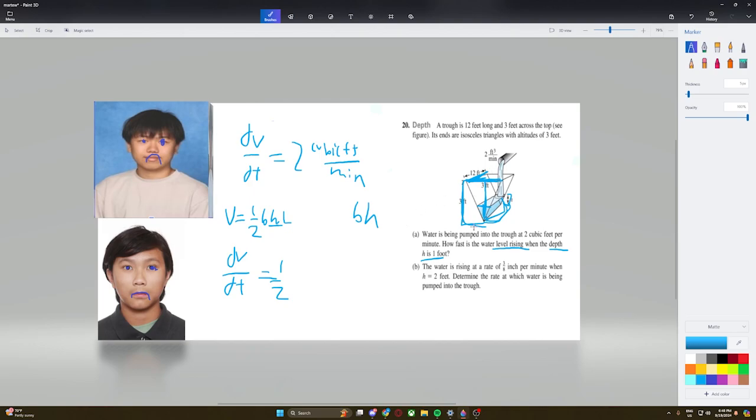Could one assume that since it's an isosceles triangle, the ratio between the length and the height is the same still? Meaning that at H equals 1 foot, it also means that the base is also 1 foot at this moment. Would B also be 1 if H is 1? Because it's an isosceles. Who knows?